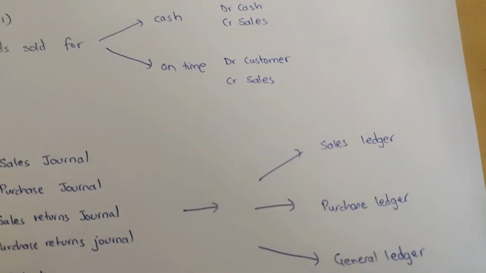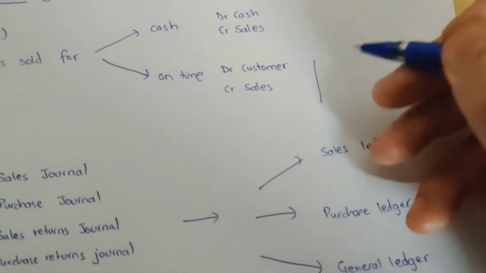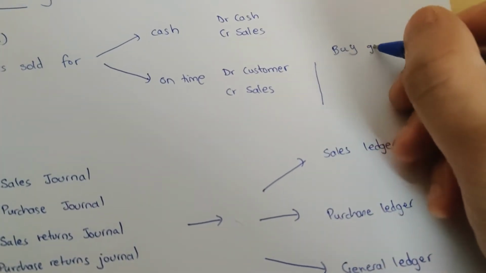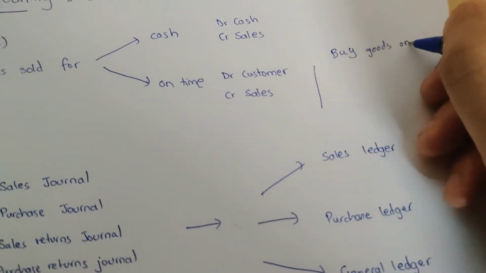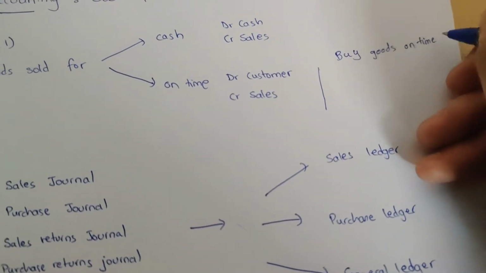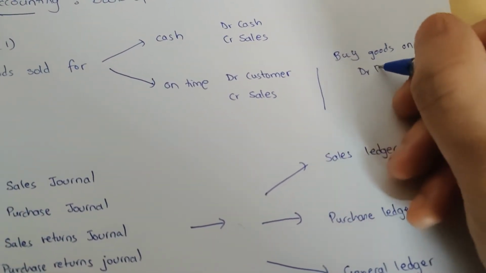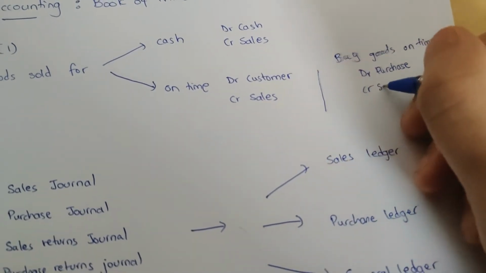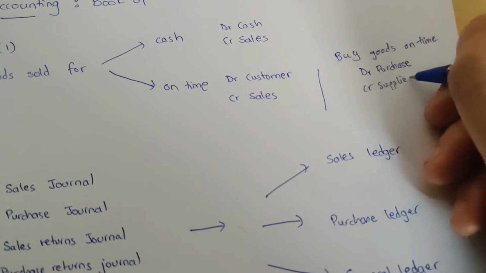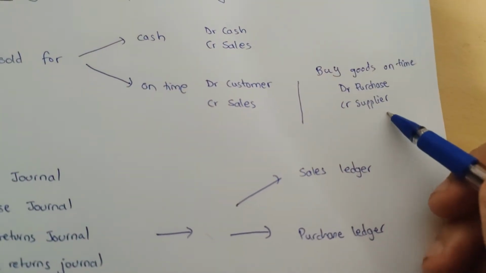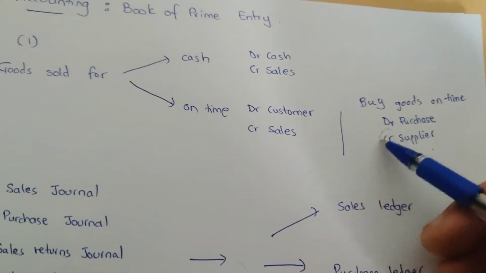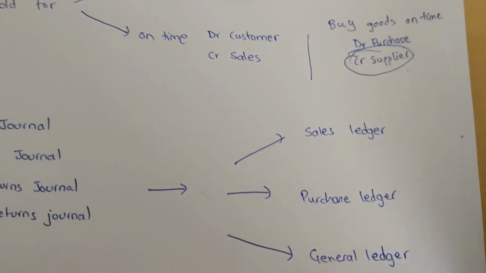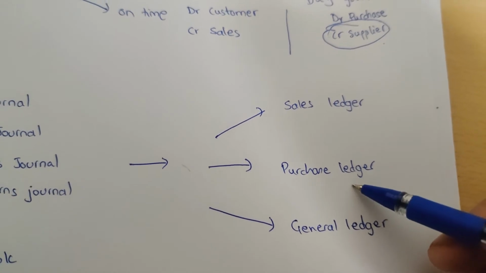So say, for example, we bought goods on time, all right? So if you buy goods on time, all right? Whenever you buy something, debit purchase because we got something, okay? And credit is the supplier because we owe him money. Nobody's going to give anything for free, right? So if this supplier, again, is a human being, okay, or a company, what we do is we record it in the purchase ledger, all right?